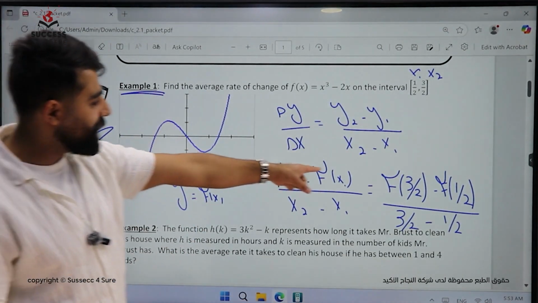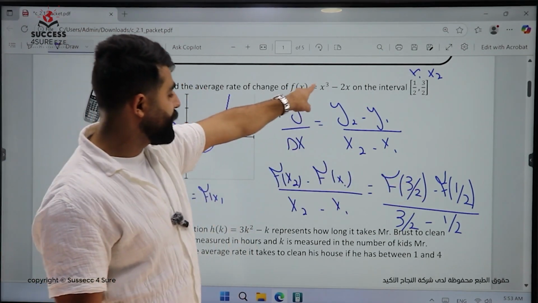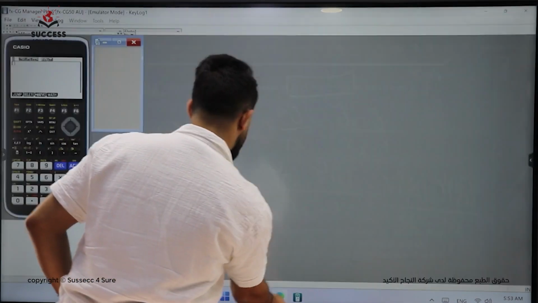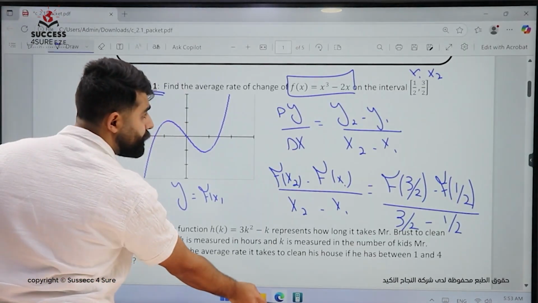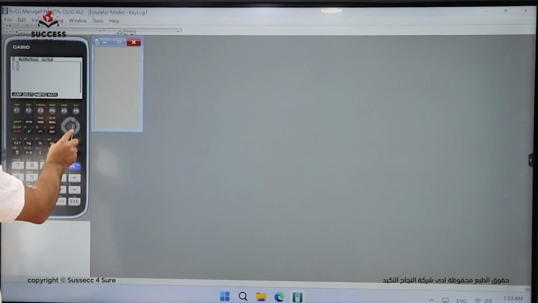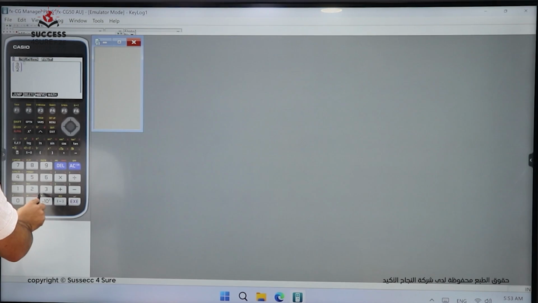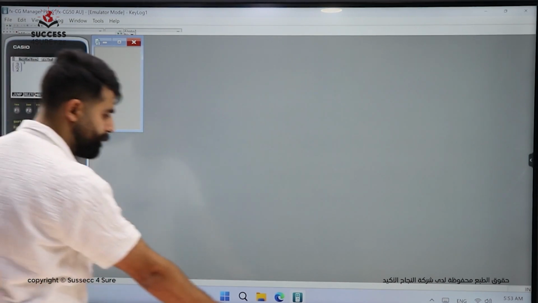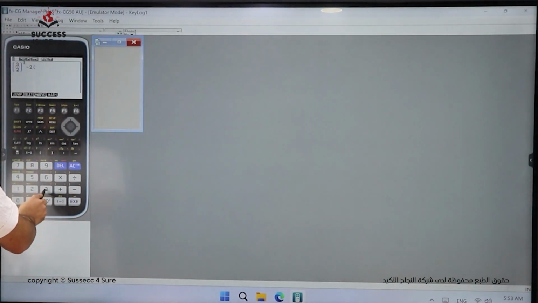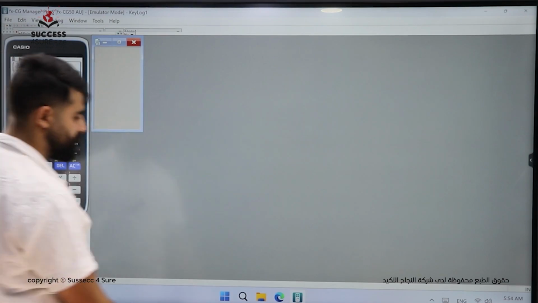First of all, we have f of 3 over 2, so plug in 3 over 2 into this function, x cubed minus 2x. I'm going to open a bracket, 3 over 2, close the bracket, then put cube. So it's 3 over 2 cubed. Then minus 2 times 3 over 2, then close the bracket and press equals. This equals 3 over 8, okay?